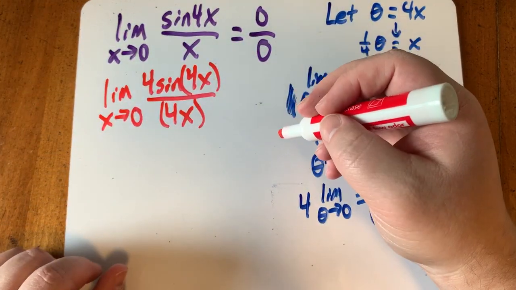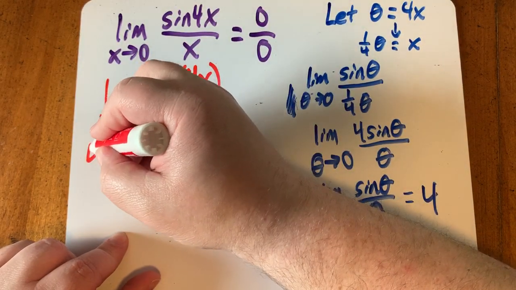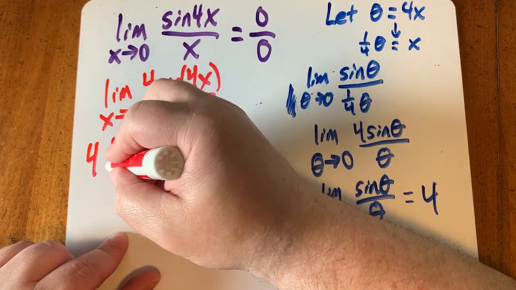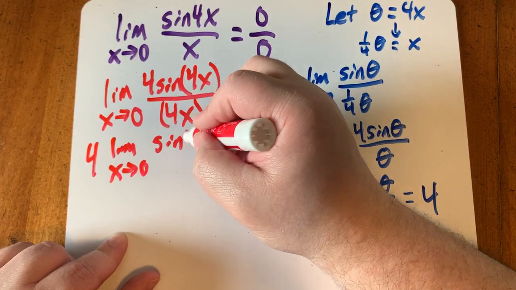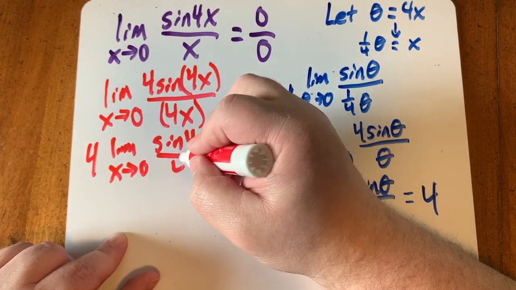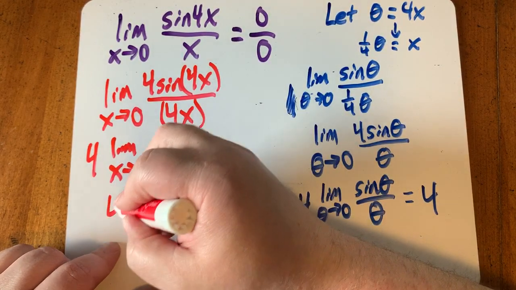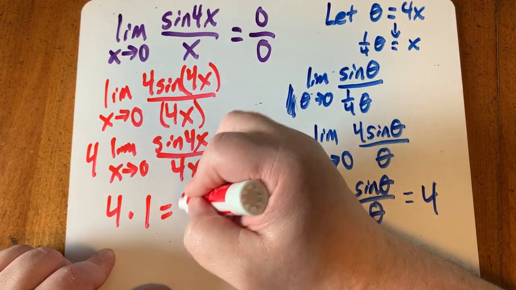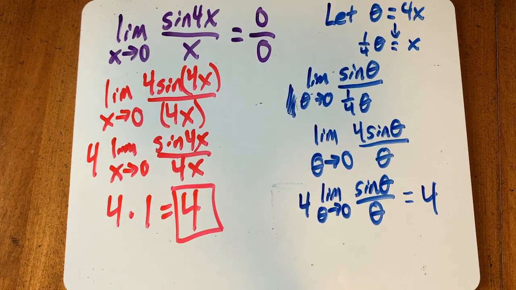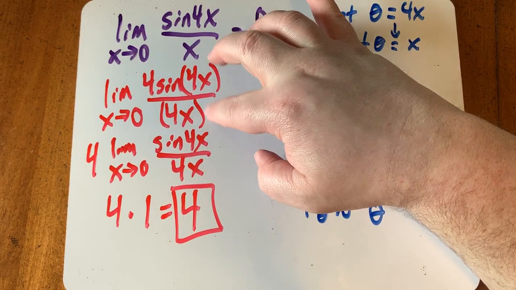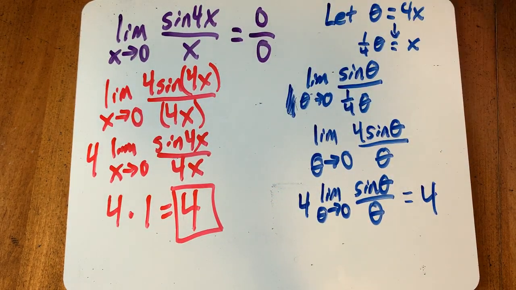And now they do. So we can take out that 4, limit as x approaches 0 of sine of 4x over 4x. So that's 4 times 1, which is 4. So you want to make your denominator match the argument. And same thing whether it's a cosine or whether it's a tangent.